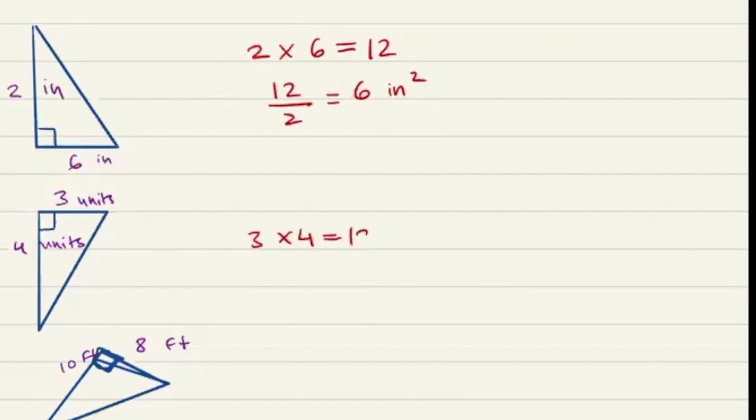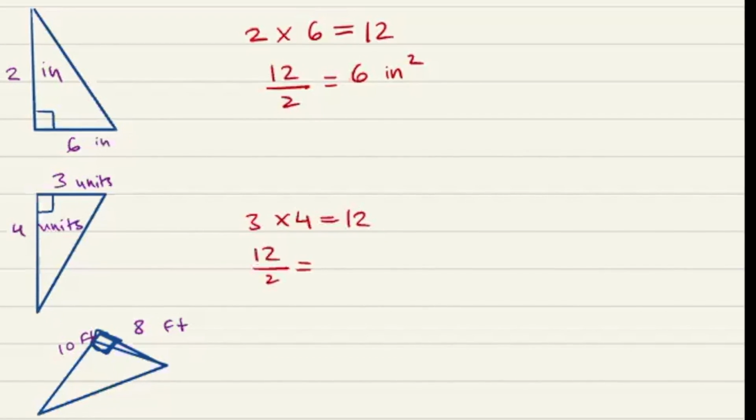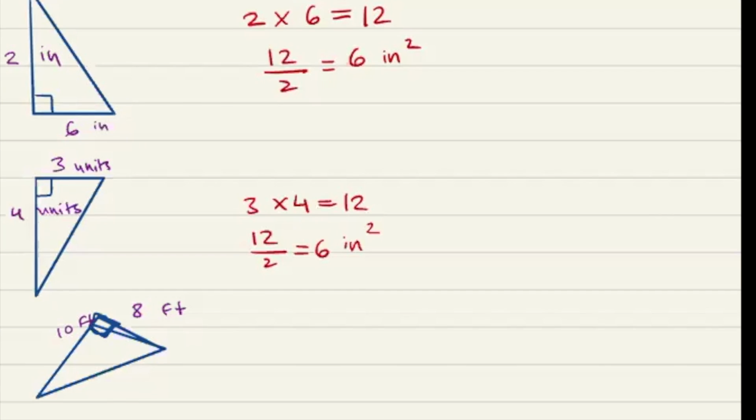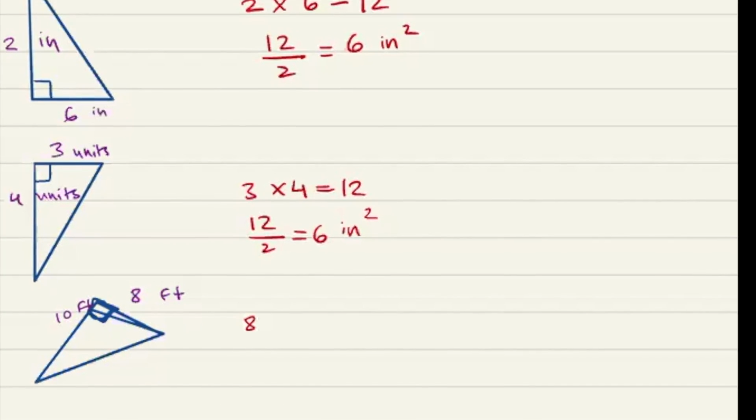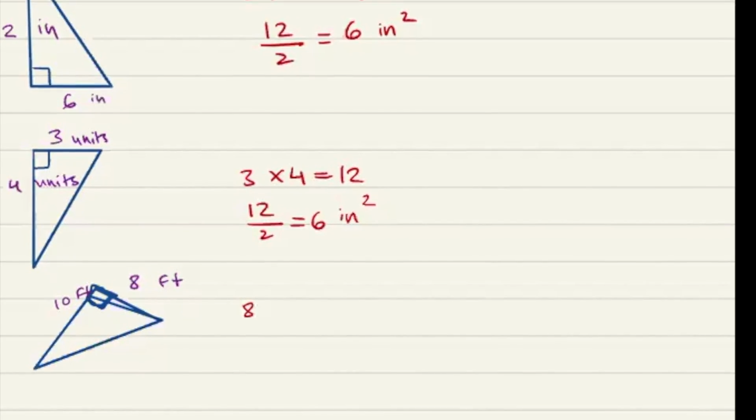Now, our second to last question. Our base is 3 units, our height is 4 units, and 3 times 4 is 12. 12 divided by 2 is 6. Therefore, our area is 6 inches squared.